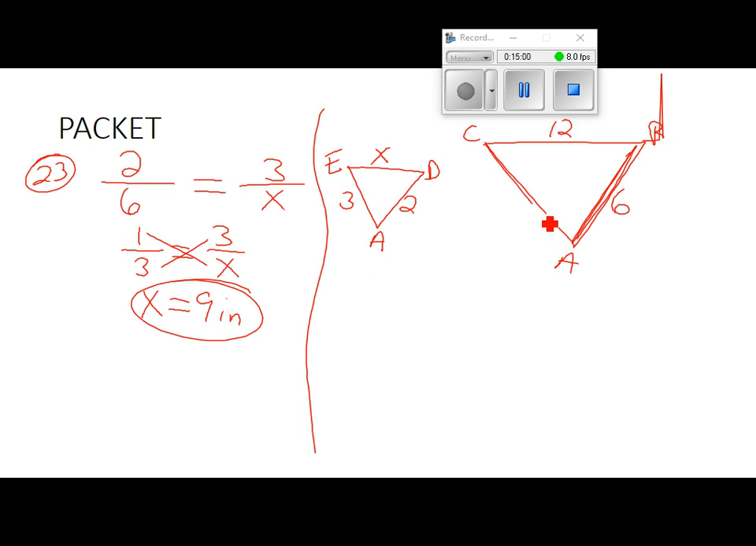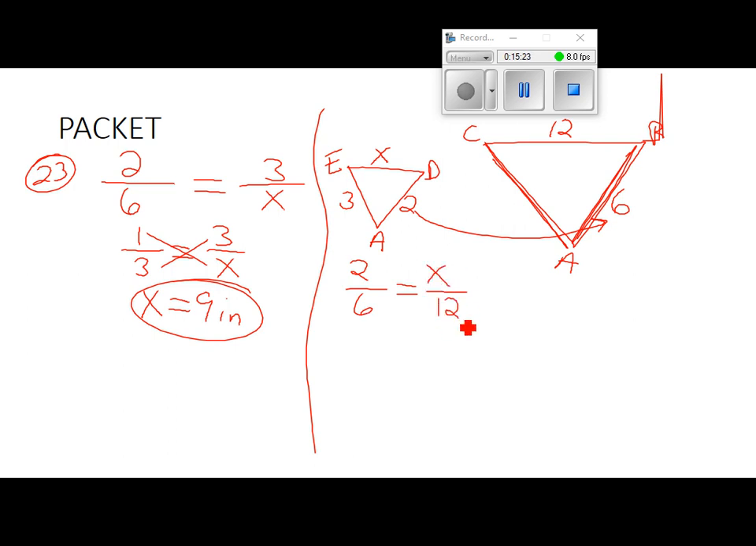Do we know this side? No, that's what we're trying to figure out. Do we have enough information? Yeah. Pick me a side in the small triangle. Two. What's it match up to in the other triangle? Six. So 2 matches up to 6. Same as what? X matches up to 12.